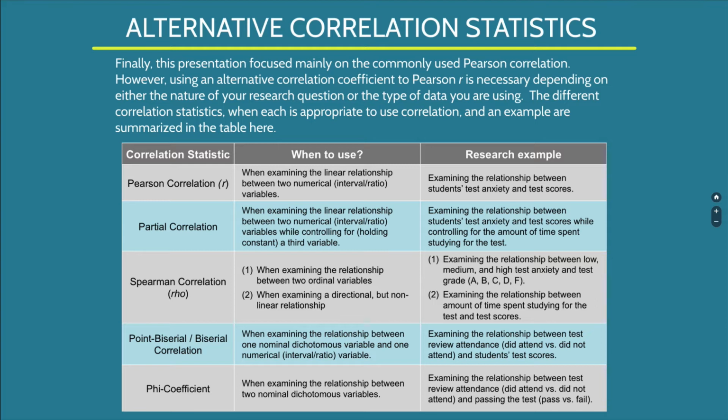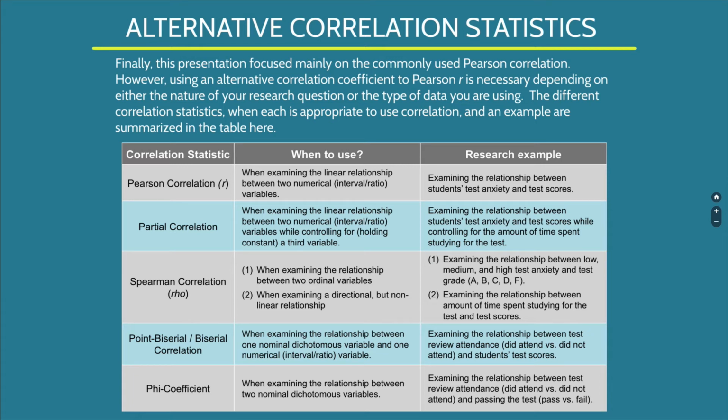The other time we might opt to use a Spearman correlation would be when examining a directional but non-linear relationship. So for example, we may opt, instead of a Pearson correlation, to use a Spearman correlation if we wanted to examine the relationship between the amount of time spent studying for a test and test scores, because there is a kind of law of diminishing returns regarding the amount of time students might spend. So once you reach a certain threshold of hours spent studying for the test, each additional hour might result in little gain on your test score. So that would be an example of a non-linear relationship. We may opt to use the Spearman correlation instead of a Pearson correlation.